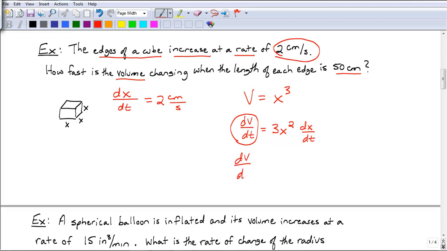dv over dt is 3 times, well, what did x represent? x represented the length of the sides of the square. And at the end it says the length of each edge is 50 centimeters. So I'm going to put in 50 for x because that's the length at that point. And dx dt is the number positive 2. So I work this out to calculate what I get. I got 50 squared times 3 times 2. And that gives me 15,000.